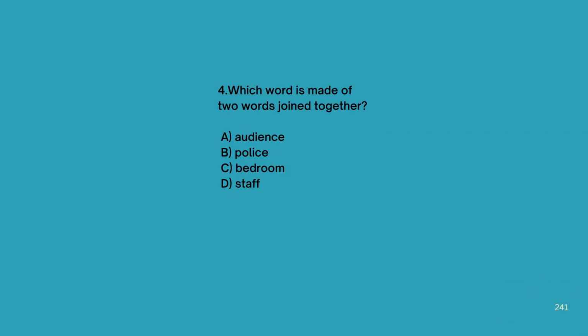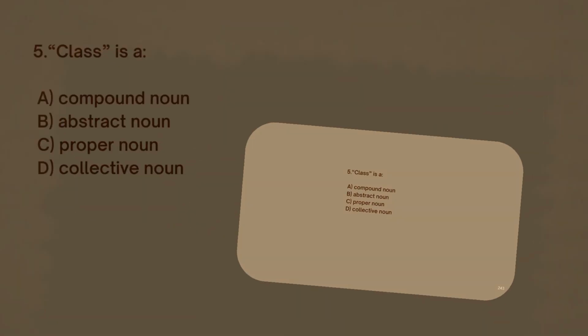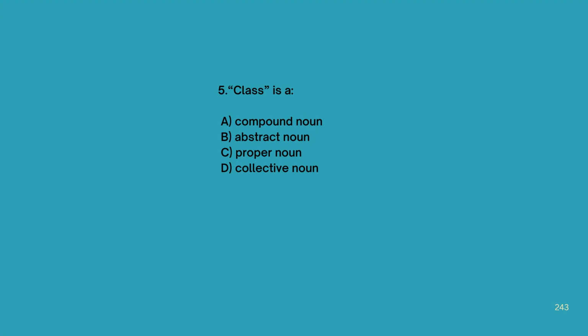Herd. 4. Which word is made of two words joined together? A. Audience. B. Police. C. Bedroom. D. Staff. The answer is C. Bedroom. 5. Class is A. Compound noun. B. Abstract noun. C. Proper noun. D. Collective noun. The answer is D. Collective noun.